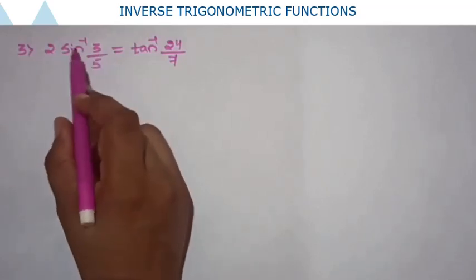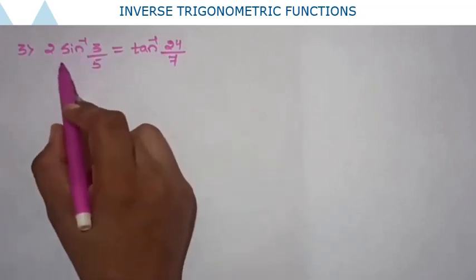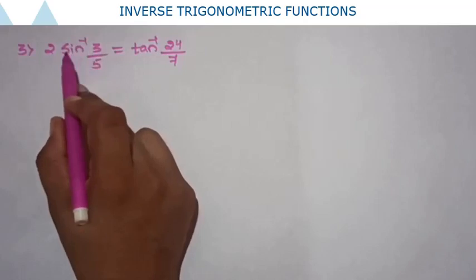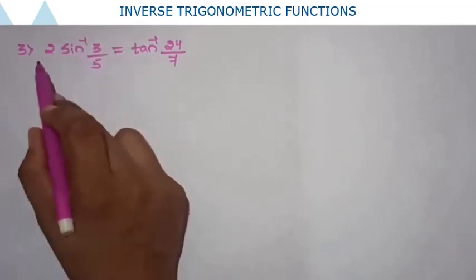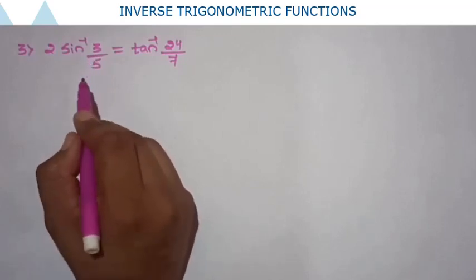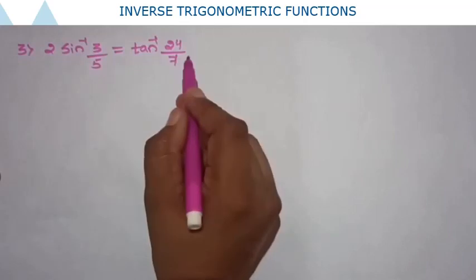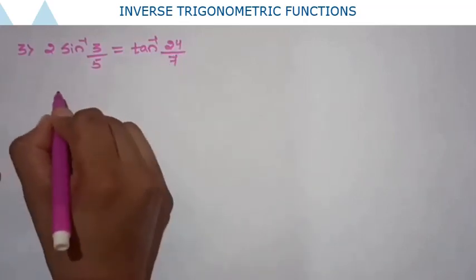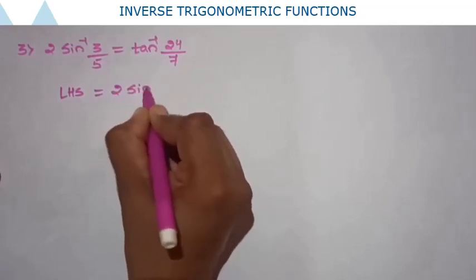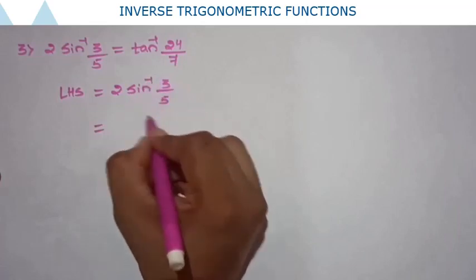This one is 2 sin inverse. In terms of tan inverse means obviously we need to convert it to tan inverse. If we convert the sin inverse to tan inverse, then we can apply the 2 tan inverse x formula, right? Then we get the value in terms of tan inverse. So I am considering the LHS here. LHS can be written as 2 sin inverse 3 by 5. Now you know how to convert this sin inverse to tan.